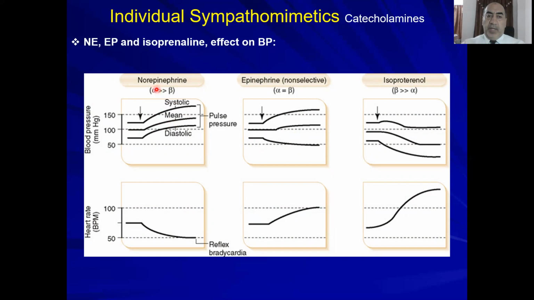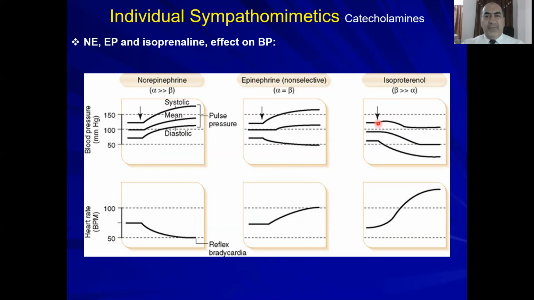And it has an effect on alpha receptors causing severe vasoconstriction, so it will also cause an increase in the systolic blood pressure. However, as we said, it suffers from reflex bradycardia, so heart rate will decrease. Epinephrine, we said, increases the systolic blood pressure, whereas it decreases the diastolic blood pressure due to the effect on the beta 2 receptors in the skeletal muscle. Heart rate, of course, will increase due to the effect on beta 1 receptors.